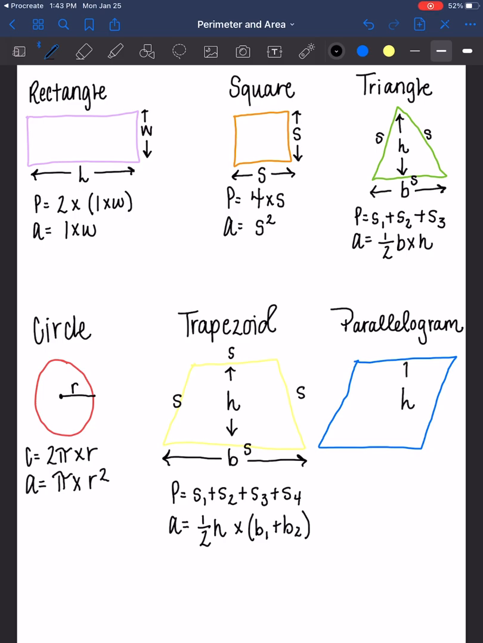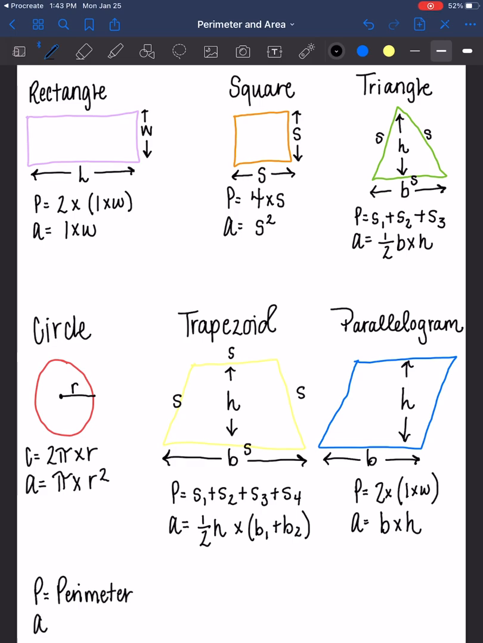Now for the parallelogram, it is very similar to the triangle and the trapezoid. It has the height and the base as part of its equations. So for perimeter of the parallelogram, it goes 2 times the length times the width, and the area, which equals the base times the height. So it's actually very similar to the rectangle.